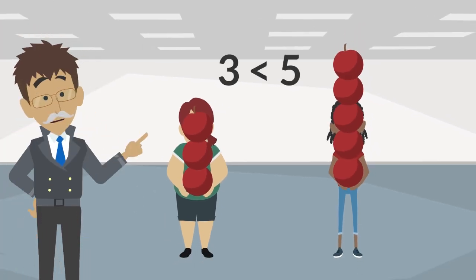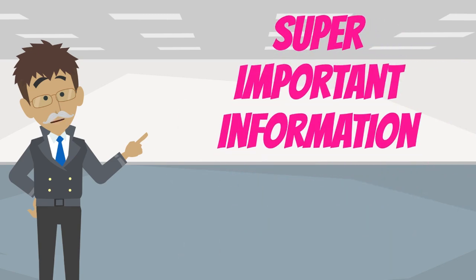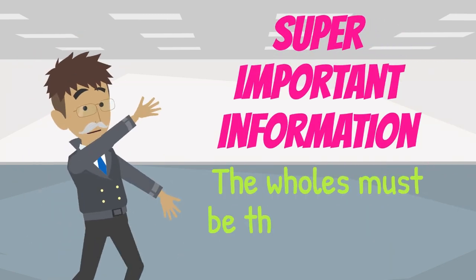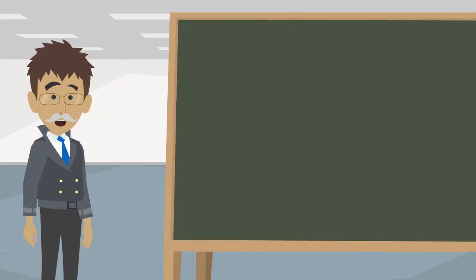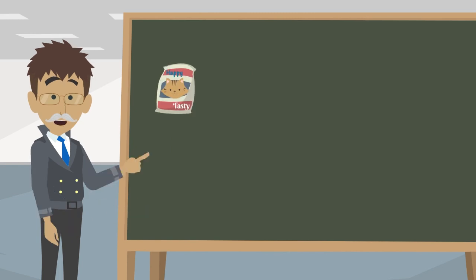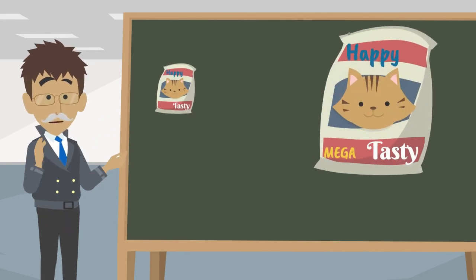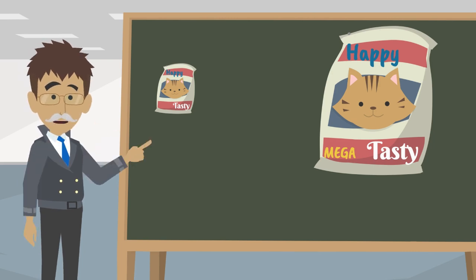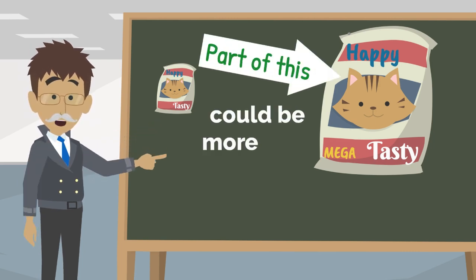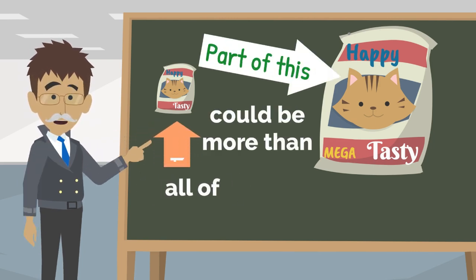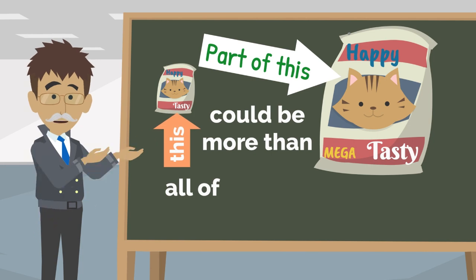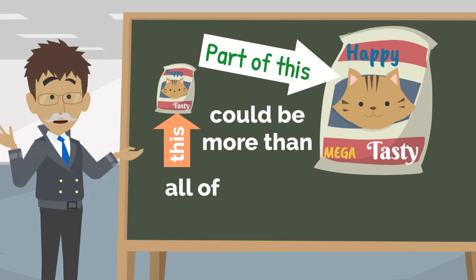Before we compare fractions, one thing must always be true. The wholes must be the same size. Imagine a small bag of cat food and a giant bag. Comparing fractions of those bags wouldn't make sense because the whole is different. 1/4 of the large bag may be more cat food than 1/2 of the small bag. So it's important that the size of the whole is the same.